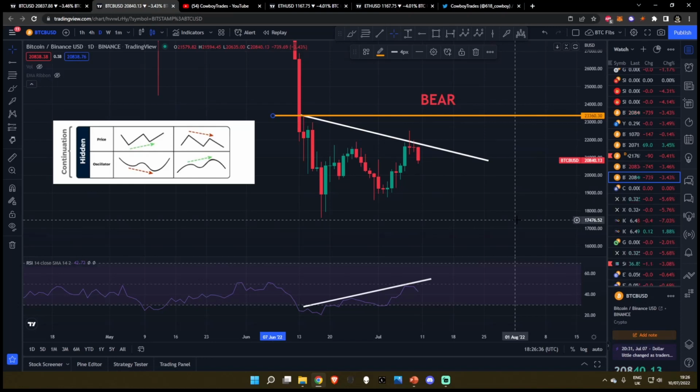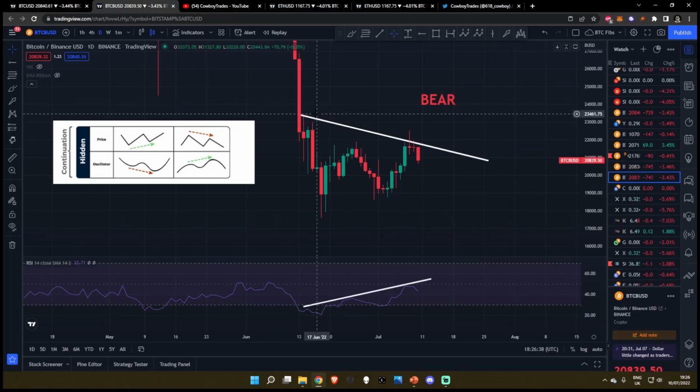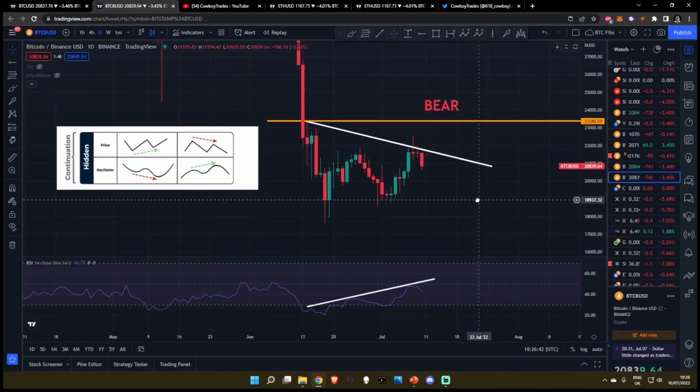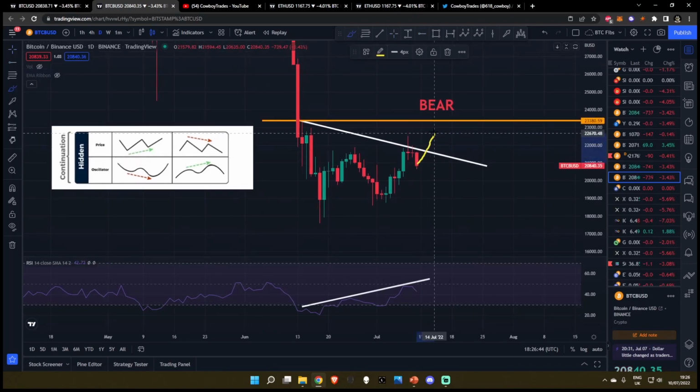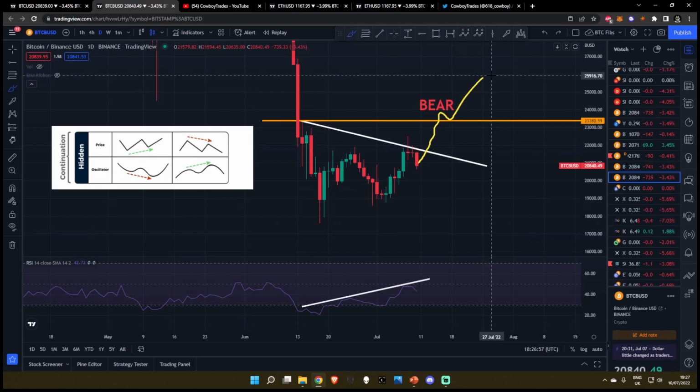And to invalidate divergence, you need to break above or below where the trend started. So for this bearish divergence, for this to be invalidated, you would need to break above this level here, which is 23,400. Why this level? Because the divergence on the daily time frame started playing out right here. So if you do break above this, you will invalidate the hidden bearish divergence, and that could be a bullish indicator.